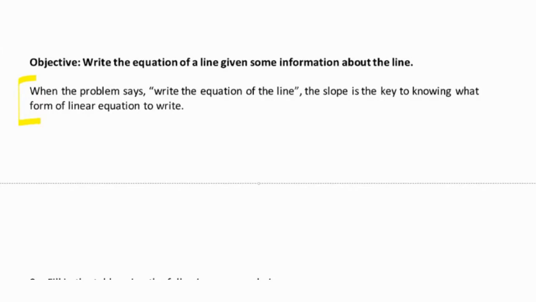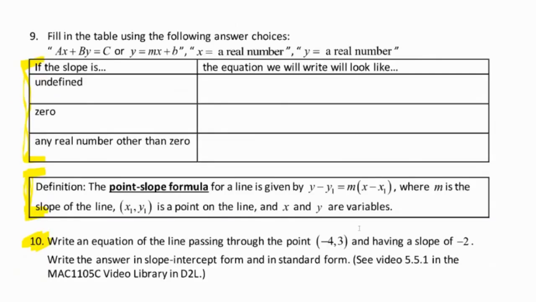The key to writing the equation of a line is the slope. So whenever they tell you to write the equation of a line, the slope is first of all going to be important because that's going to be the m in your equation. But also, we know that certain things happen, we have certain kinds of slopes. So if the slope is undefined, what equation form are we going to use for the line? We have four options: ax plus by equals c, y equals mx plus b, x equals a real number, y equals a real number. So undefined would be good.